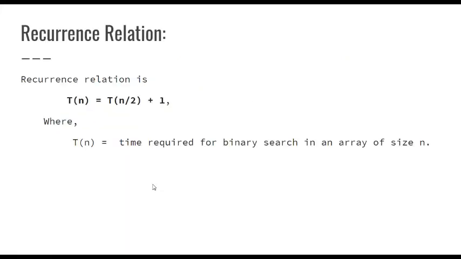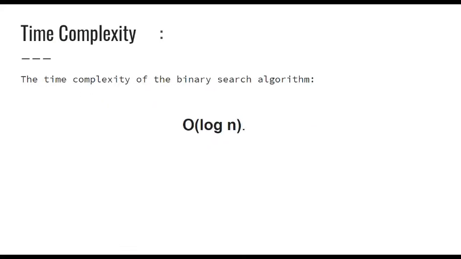Then we see the recurrence relation of binary search. The recurrence relation of binary search is T(n) = T(n/2) + 1, where T(n) stands for the time required for binary search in an array of size n. Then we see the time complexity of binary search. The time complexity of binary search is O(log n).